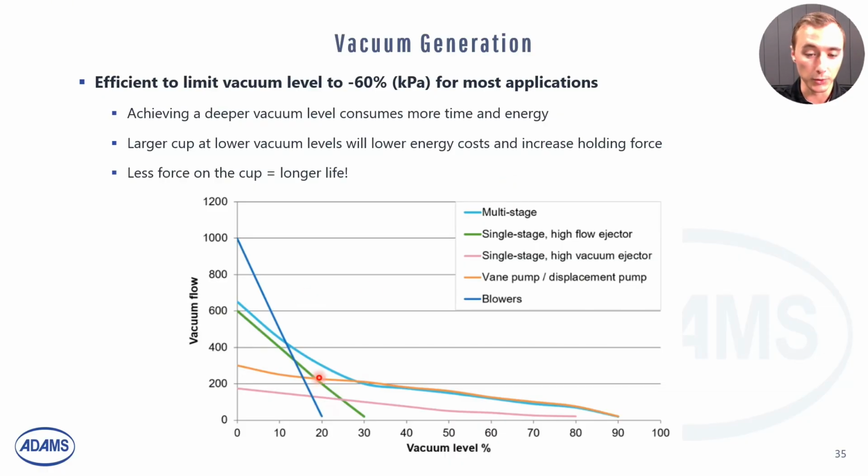So this is just kind of a cool little graph showing you the different types of ejectors and their flow versus vacuum level, and like how quickly it can get to those levels. So as you can see here, the multi-stage has pretty quick evacuation of that air. It's quite a bit of volume, but then it kind of steadies out, and then it's able to reach deeper vacuum levels.